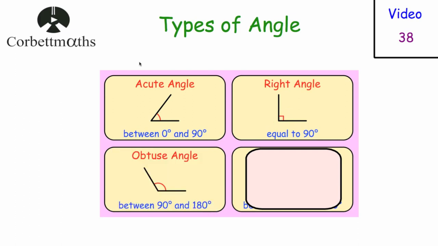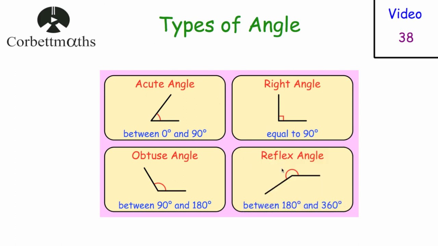Next, we've got an obtuse angle. Obtuse angles are bigger than right angles, they're bigger than 90 degrees but less than 180 degrees. Then you've got a straight line which is 180 degrees, and angles bigger than that, so bigger than 180 and smaller than 360 degrees, would be a reflex angle. So we've got an acute angle, a right angle when it's equal to 90, an obtuse angle, and then a reflex angle if it's bigger than a straight line. And that's it. Okay, let's have a look at our next topic.